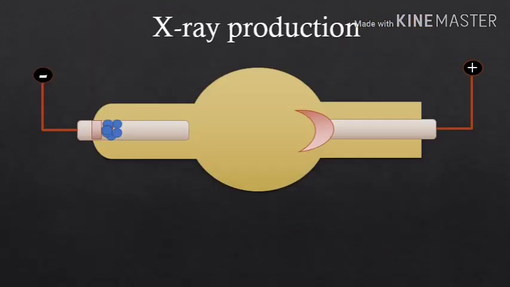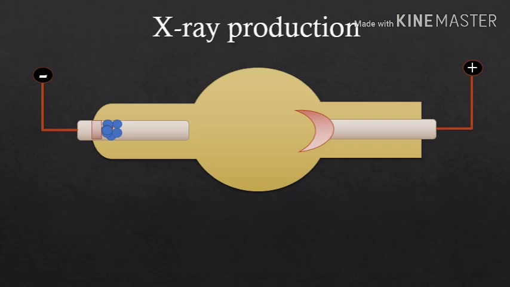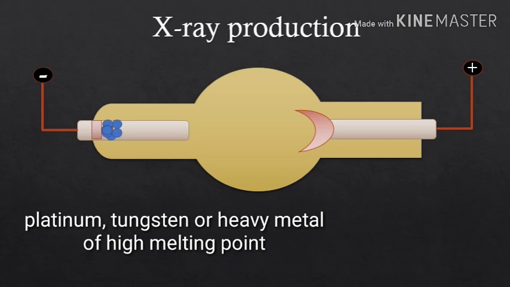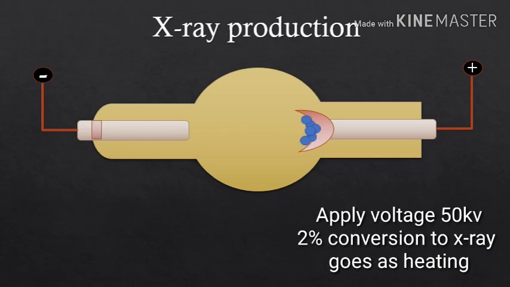X-rays can be produced in a highly evacuated glass bulb called an X-ray tube. This X-ray tube contains essentially two electrodes, which are the anode and the cathode. The anode is made of platinum, tungsten, or another heavy metal of high melting point, and the other electrode is the cathode. How X-rays are produced: the electrons come from this side. When these electrons hit this metal target, X-rays are emitted from the metal target and they go out of this window. This is how X-rays are produced in their instrumentation. The applied voltage is 50 kV only. 2% is converted to X-rays, and the rest goes as heating.